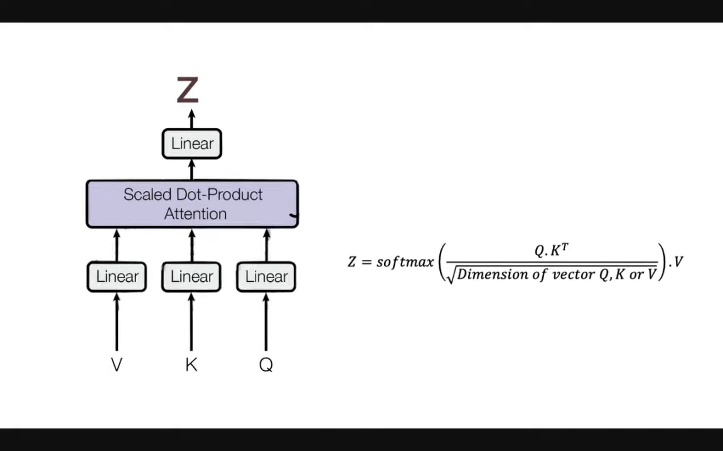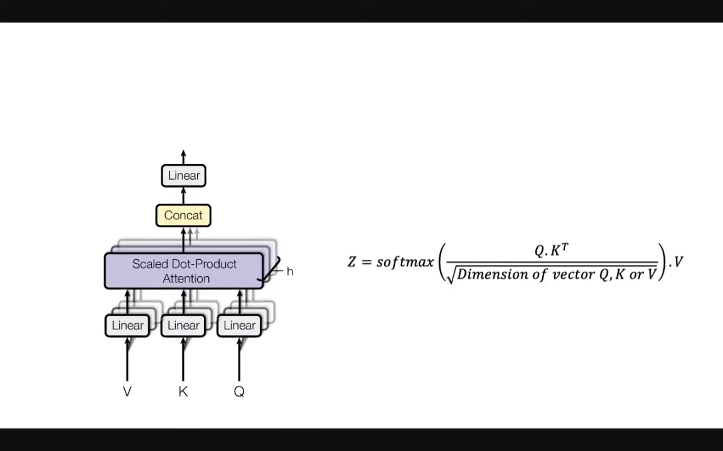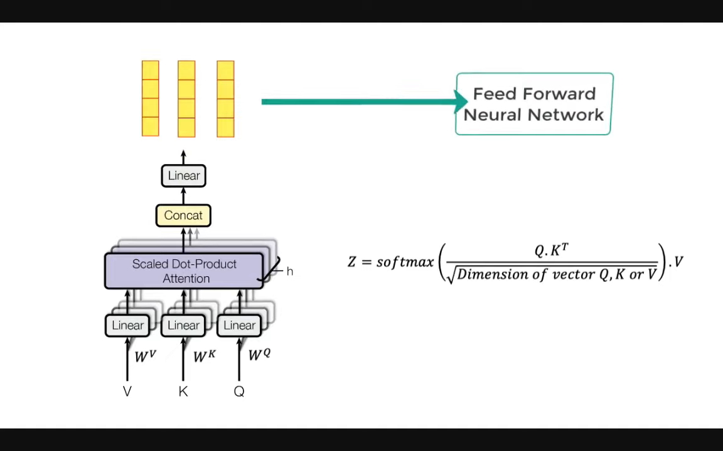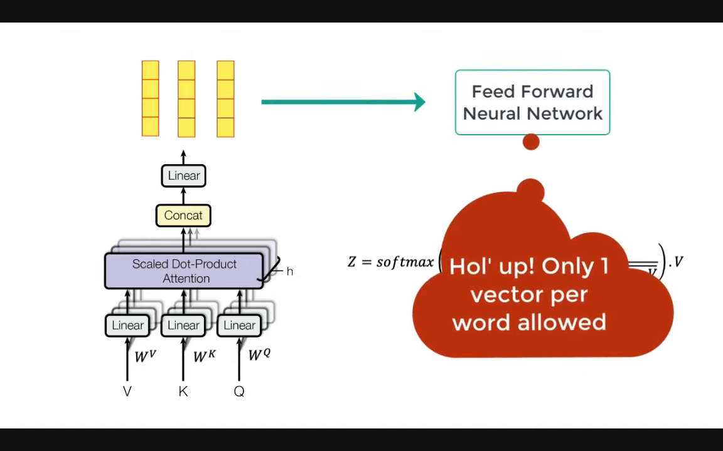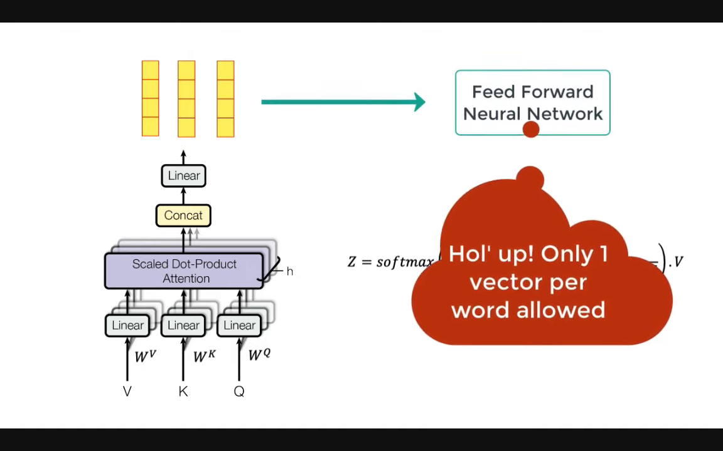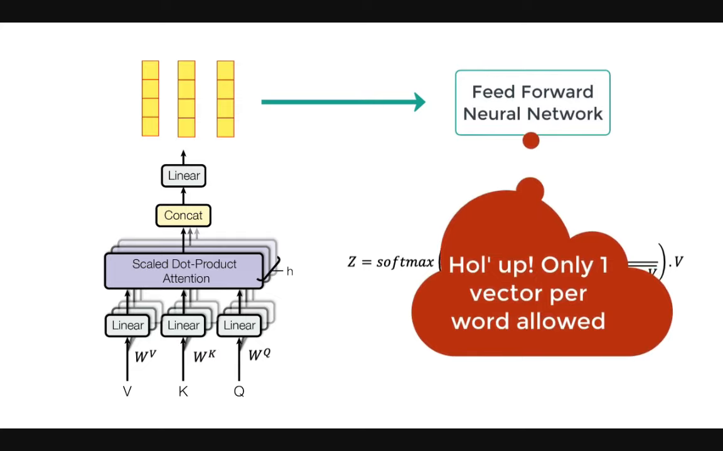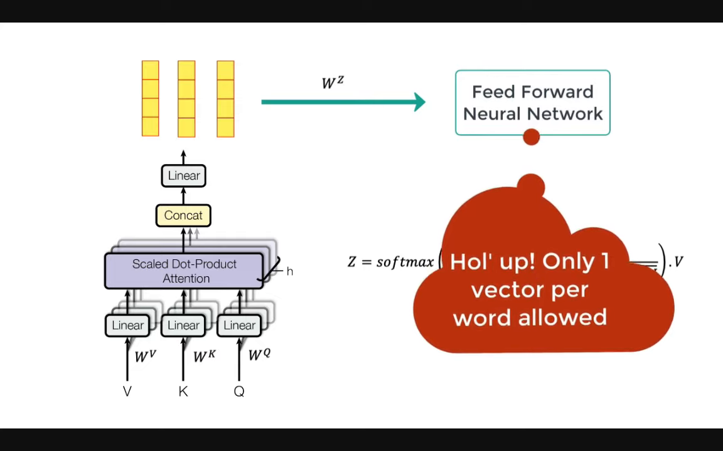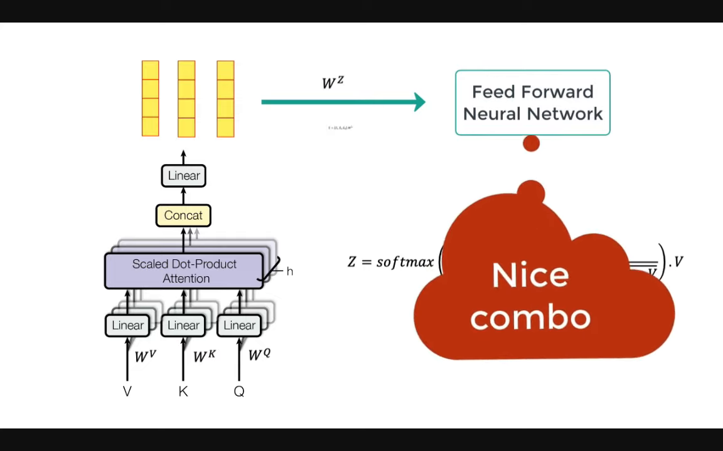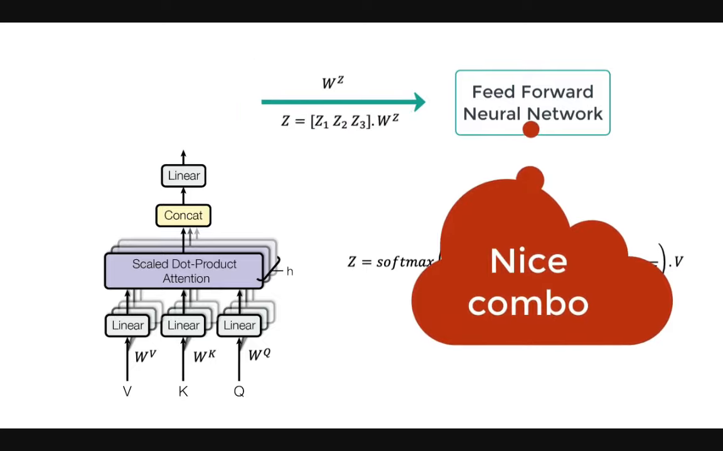For multi-headed attention, we have multiple weight matrices, WQ, WK, and WV. So we will have multiple attention vectors, Z, for every word. However, our neural net is only expecting one attention vector per word. So we use another weight matrix, WZ, to make sure that the output is still one attention vector per word.